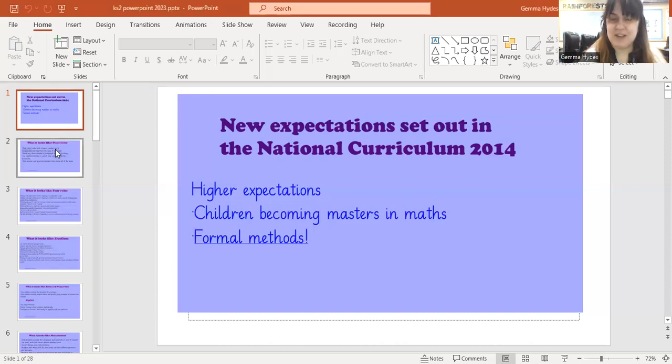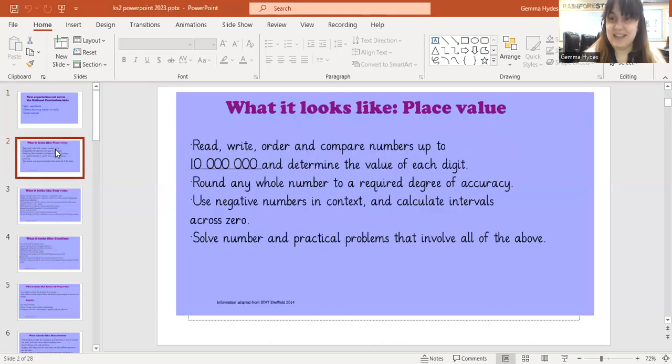So the objectives that I'm going to show you now on screen are the Year 6 objectives. So these are the things that we're building up to. I won't read them all to you, but for place value, children are expected to be able to count and compare and talk about the value of a digit up to 10 million, massive number. They should be able to round any number as well up to 10 million and be able to count using negative numbers and use problem solving for all of these different things as well.